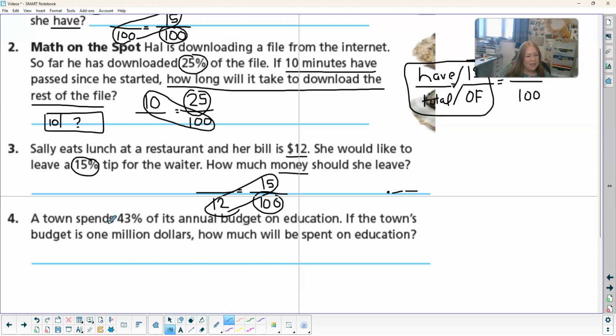Okay, number 4, a town spends 43% of its annual budget on education. So 43%.